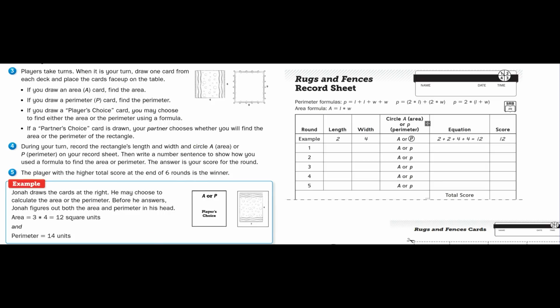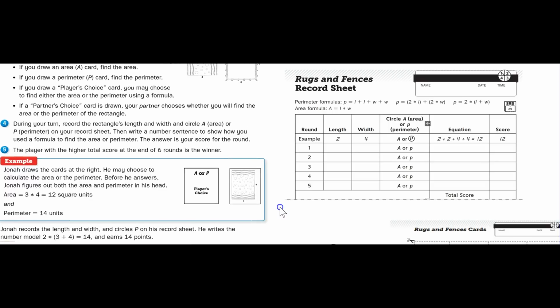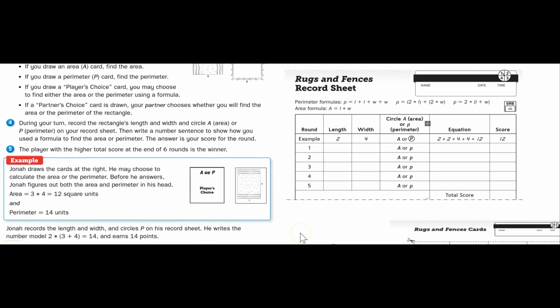Here's an example. Jonah draws the cards at the right. He may choose to calculate area or perimeter because he got player's choice. Before he answers, he thinks in his head. Area would be 12 square units. Perimeter would be 14. He has player's choice. He wants the higher score. So Jonah is going to record the length and the width, circle P on his record sheet, and use a number model for solving perimeter, and earn 14 points.